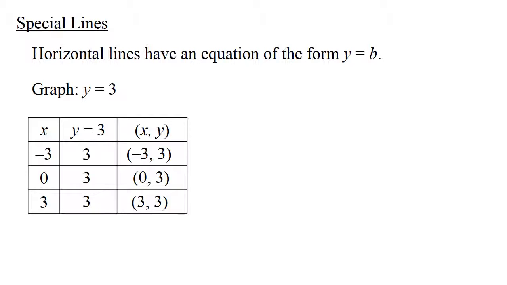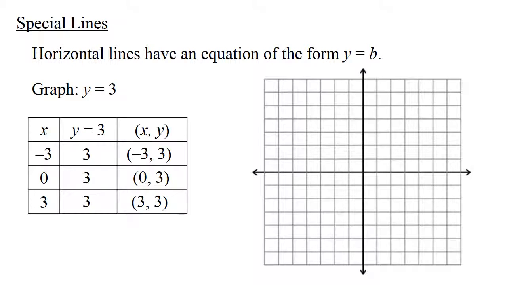Equations are about restriction, not about freedom. They're saying this has to be true. In this case, they're saying y has to be 3. Always. Doesn't matter what x is, y has to be 3. So if I plot those points, negative 3, 3, 0, 3, positive 3, 3, and I draw a line, notice I get a horizontal line.